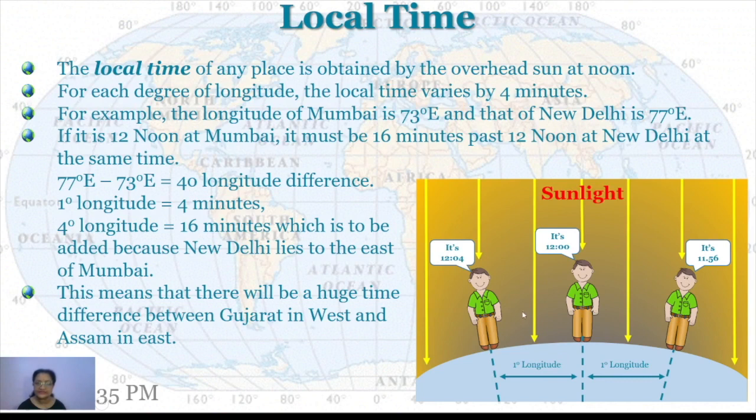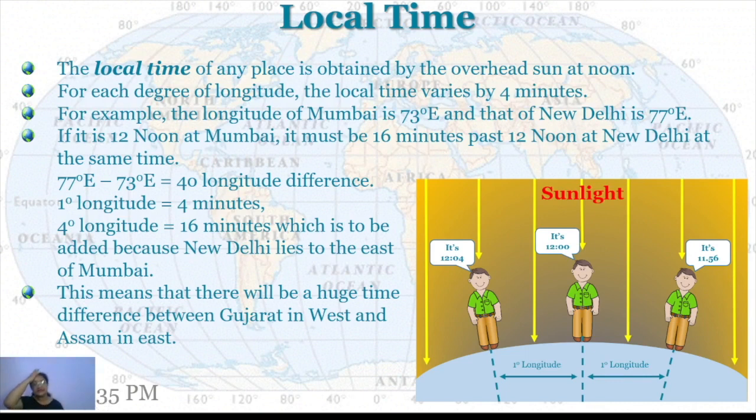You can see here with the help of this diagram, you will be able to understand this. For example, the longitude of Mumbai is 73 degree east, and the longitude of New Delhi is 77 degree east. So what is the difference between the two longitudes, 73 and 77? That is 4 degree, right? So if 1 degree longitude has a difference of 4 minutes, what will be the difference of 4 degree longitudes? That will be 16 minutes. 4 into 4 gives you 16 minutes.